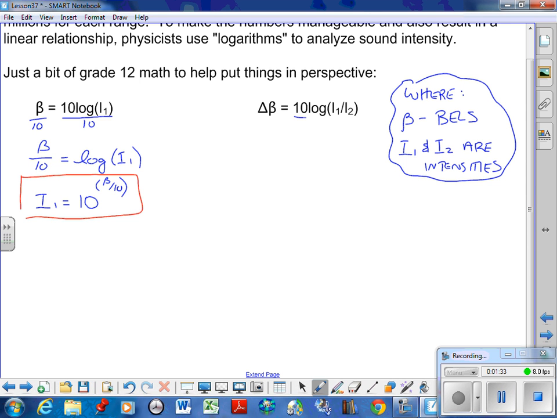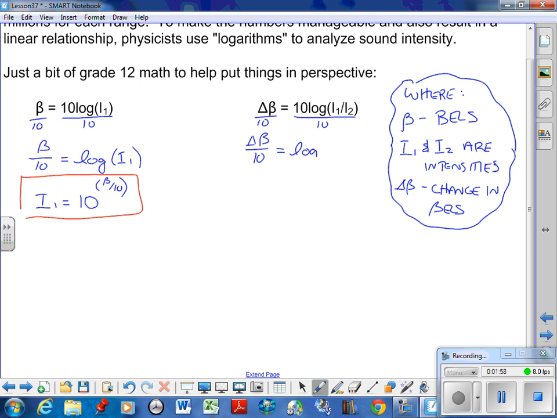Should be no problem. The other one, divide both sides by 10. And I got to add, I guess, to the legend what dB is. Sorry about that. So dB is just the change in bells, so how much it's changed. Most of you probably already had assumed that. So log of I1 over I2, a comparison of intensities. I1 over I2 equals 10 to the exponent, change in bells divided by 10. That's your second formula.